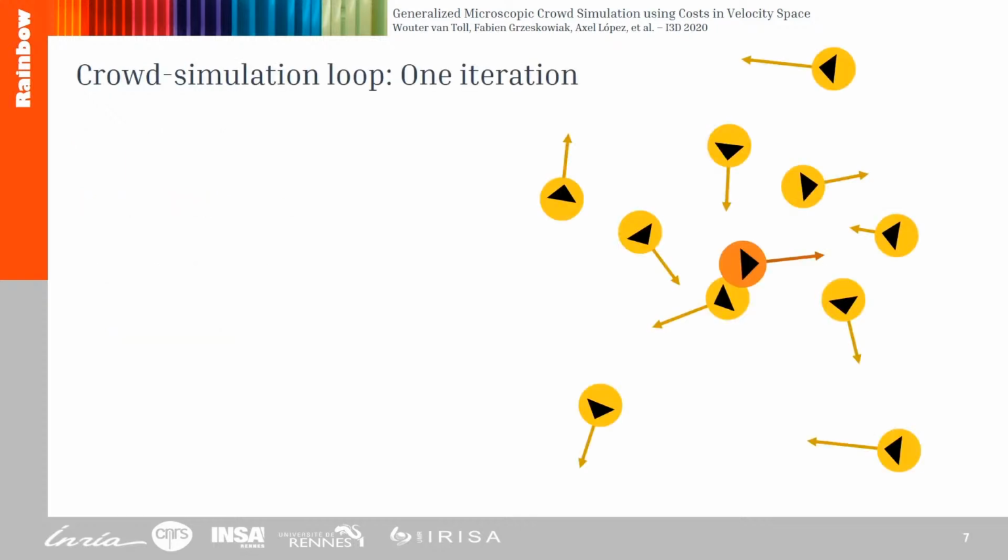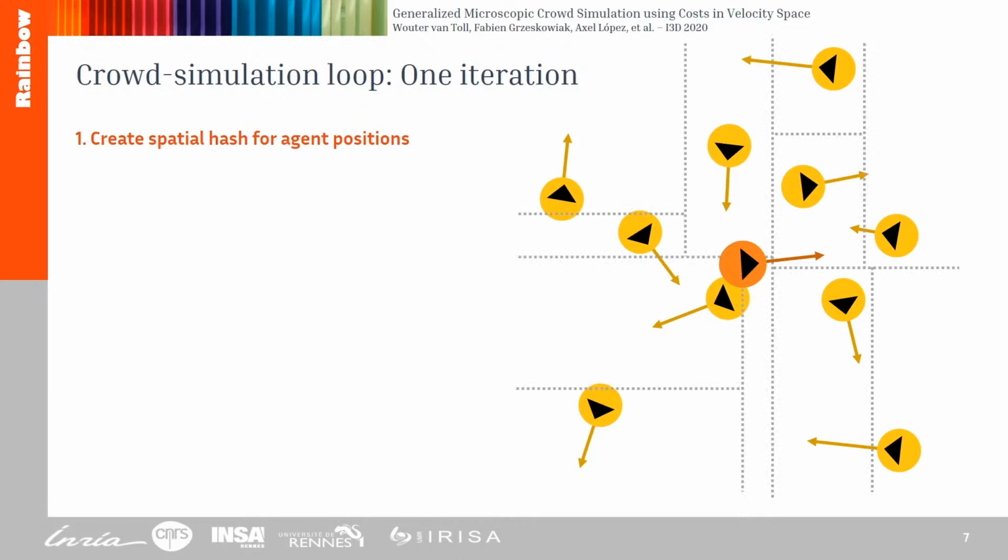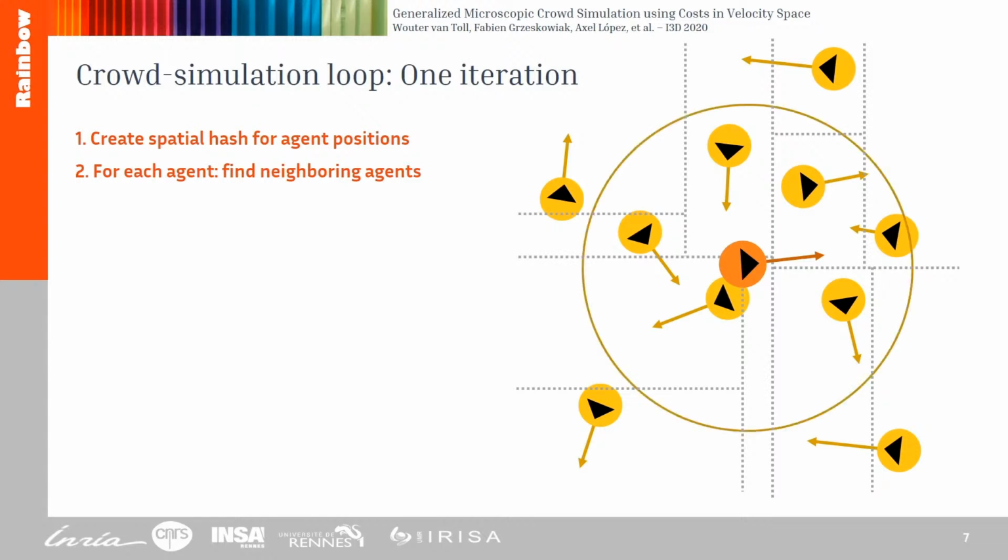Local navigation is part of the simulation loop, as I explained earlier, and in every iteration of the simulation loop, we do a certain sequence of steps. The first step is to create a spatial hash, a data structure that agents can use for finding their neighboring agents. A typical spatial hash is a KD tree. Then the next step is to let each agent use this data structure to find nearby agents. So for the dark agent in the middle that we will focus on, the query could look like this: find all neighboring agents inside a circle.